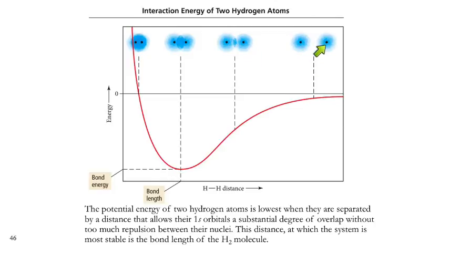Out here where the atoms are separated, there's a little bit of attraction between them, and so the energy is slightly lower than zero as they're approaching each other. As they get closer together, the electron from one is attracted to the nucleus of the other and vice versa, and so the energy gets lower. And we get to this sweet spot here where we have the maximum attraction between these two atoms. And then if we get closer together, the energy starts going up.